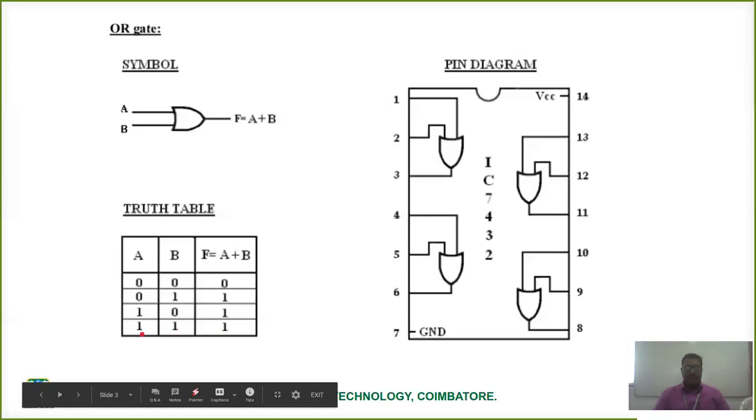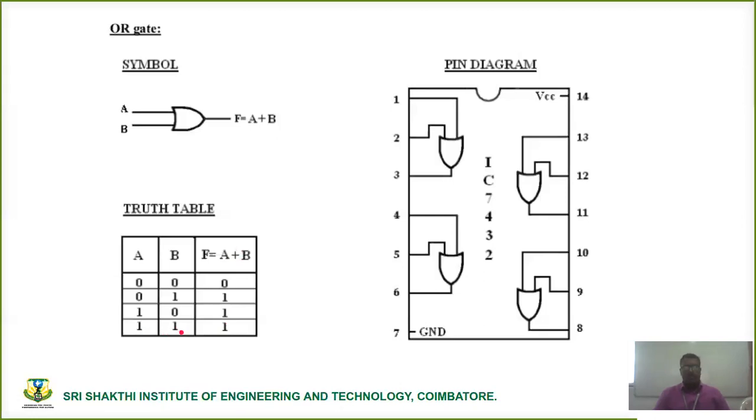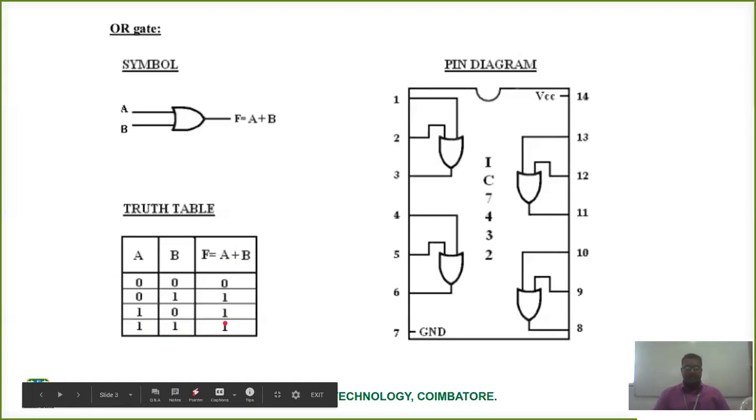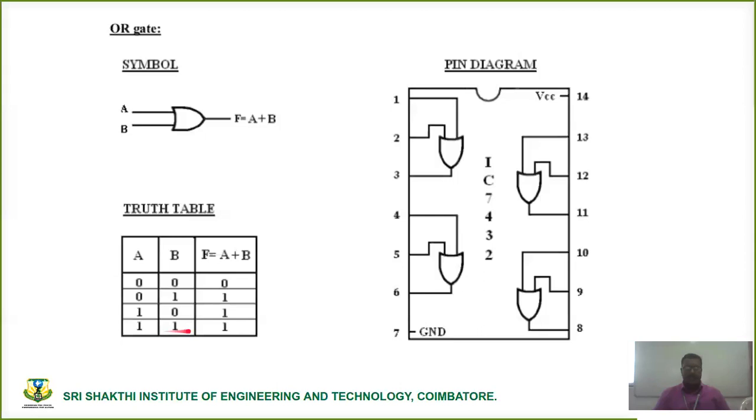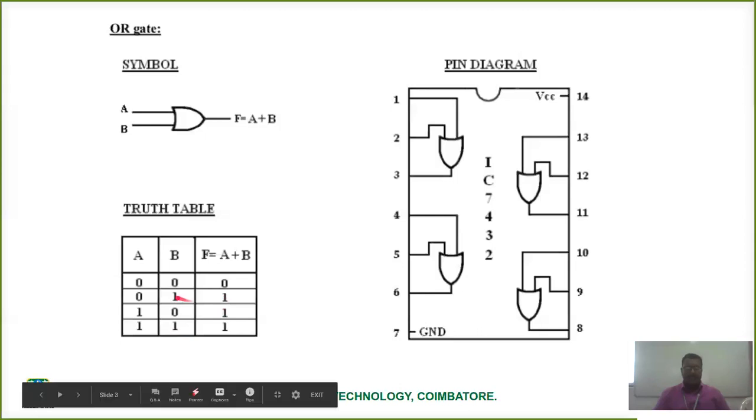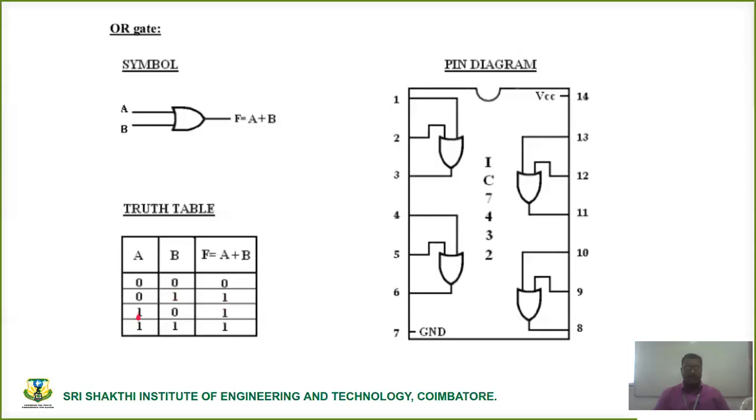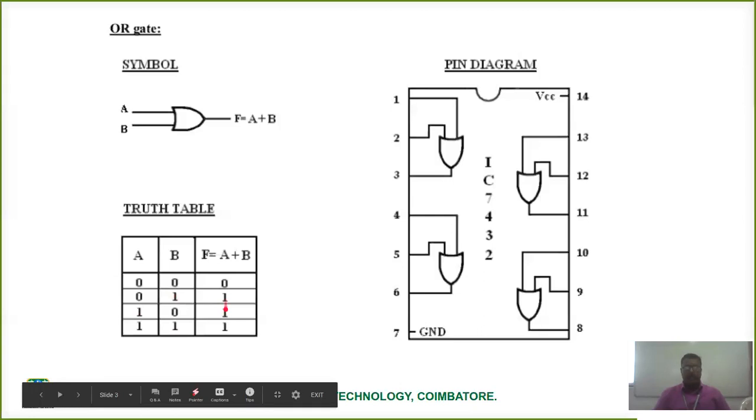Here you may get confused, right? 1 plus 1 will be 2 in decimal, but in binary you will get 1 plus 1 equal to 1. Okay. So if either input is 1, I will get 1, right? If any one input is 1, the output will be 1. This is about the OR gate.